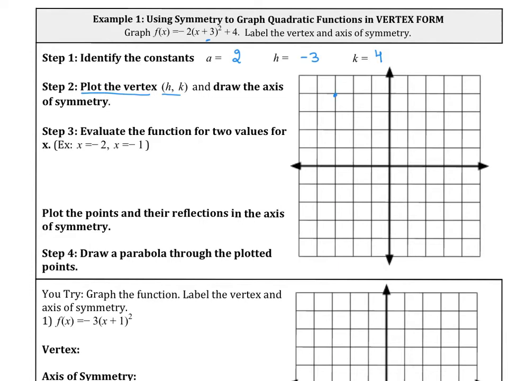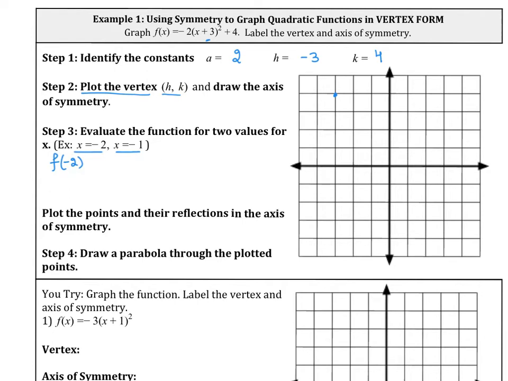And remember, there is a negative 2 in the front. So anytime you have a negative, it means it's a reflection over the x-axis. We are going to make 2 more points, and we are choosing x equals negative 2 and x equals negative 1. We choose these numbers very carefully.